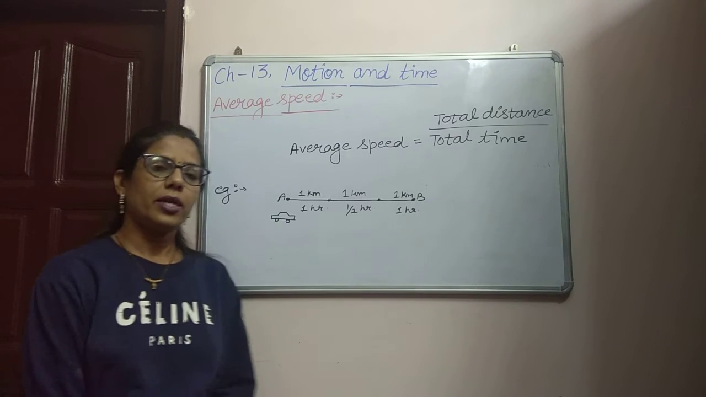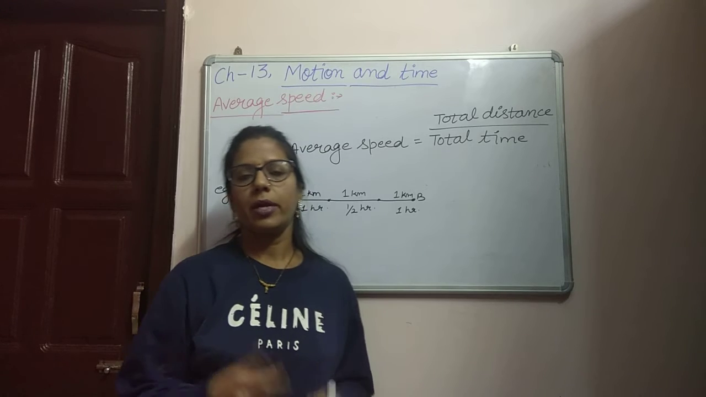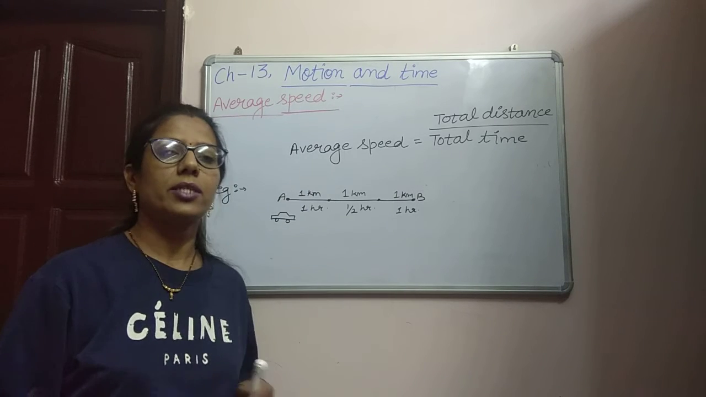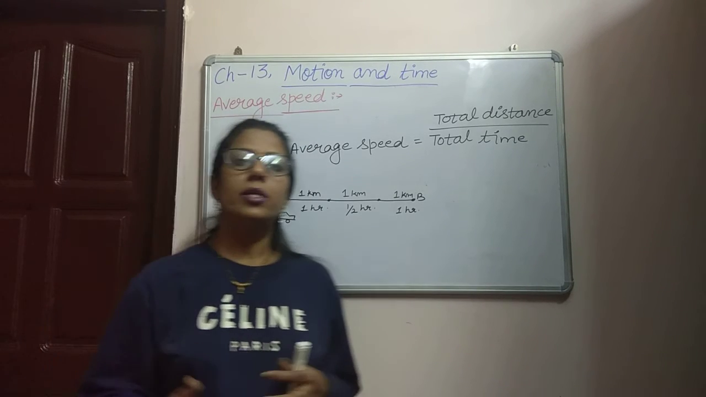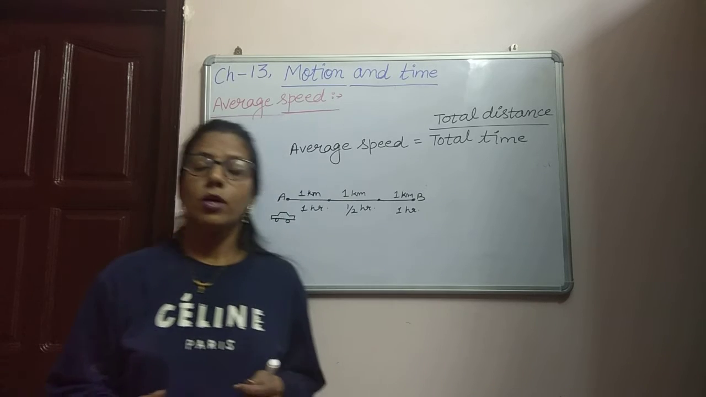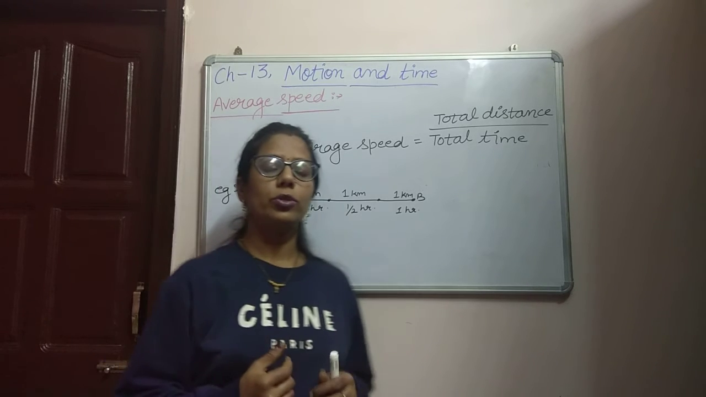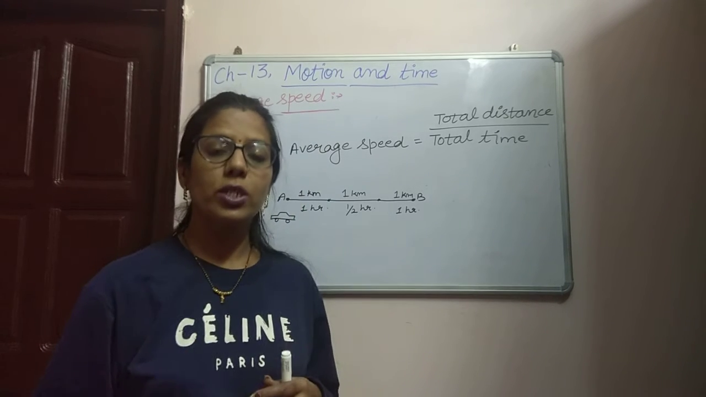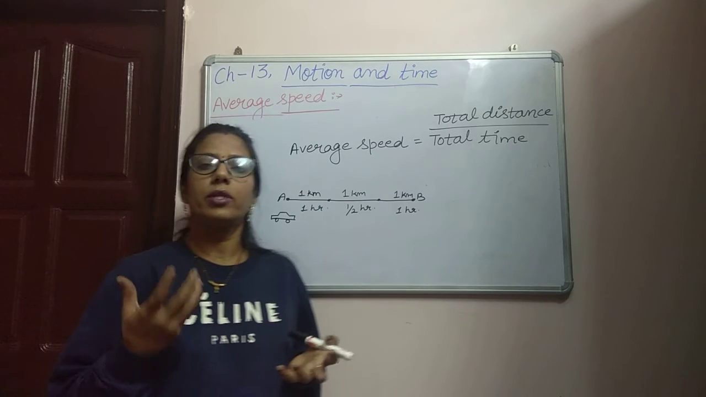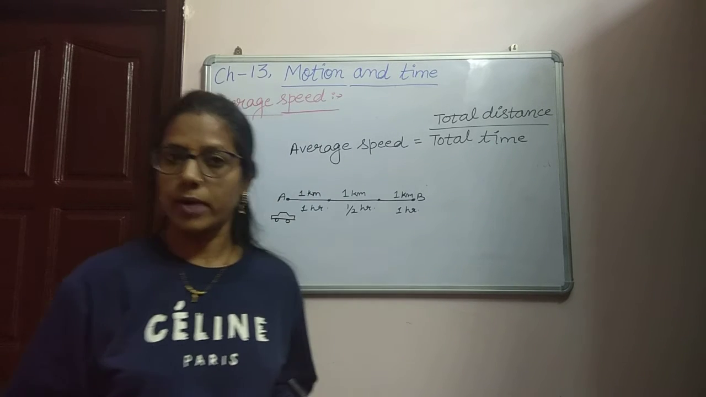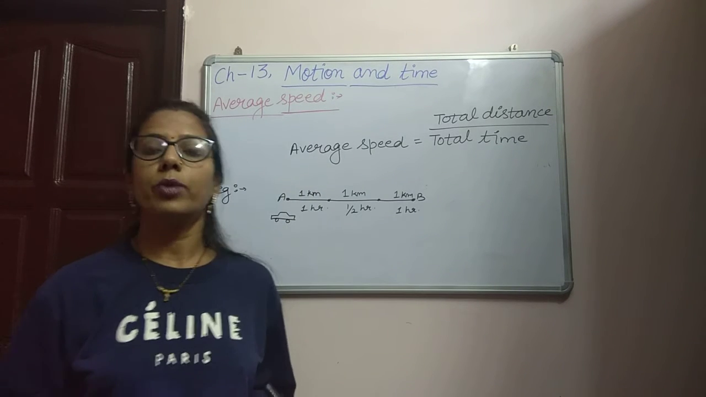So as we are saying, in non-uniform motion an object may cover an equal distance in an unequal interval of time, and it may cover an unequal distance in an equal interval of time. In the case of non-uniform motion, we can't say the actual speed of the object, because in uniform motion it is covering always equal distance in an equal interval of time. So we can say the actual speed of the object.